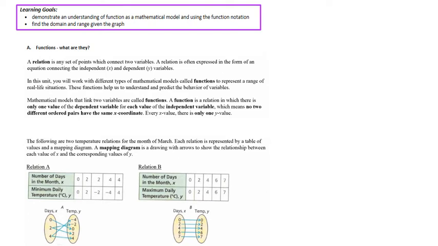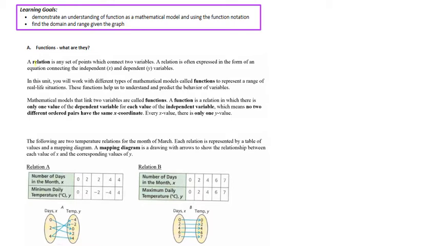Okay, welcome to Unit 3, Lesson 1. So this lesson is about functions, and the goals are to be able to demonstrate an understanding of functions as mathematical models and function notation, and to find the domain and range of a graph. So in order to accomplish this, first we should figure out what a function actually is.